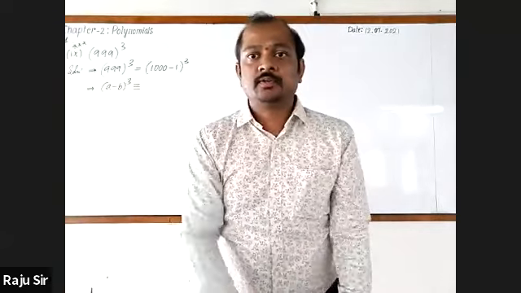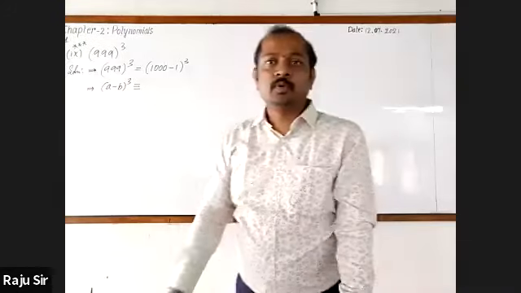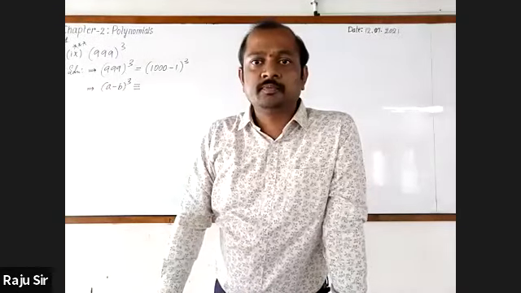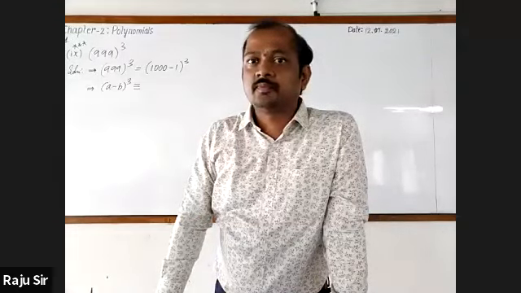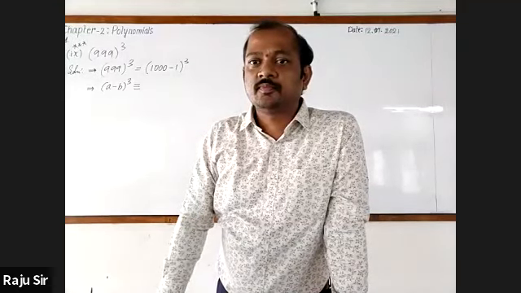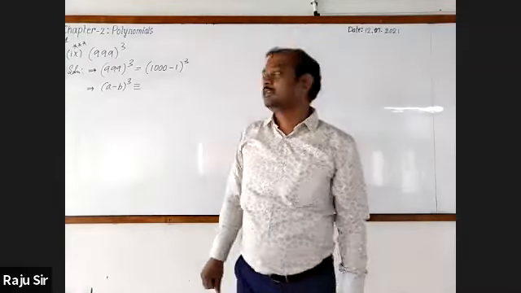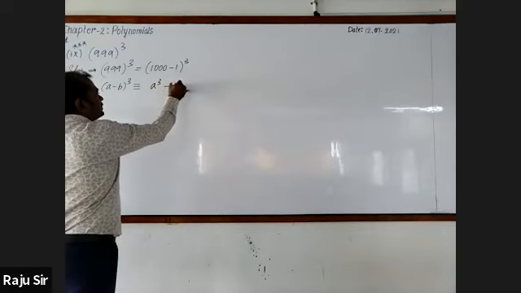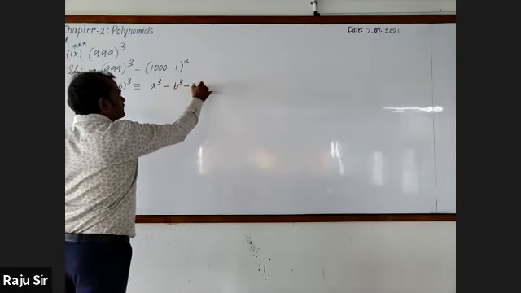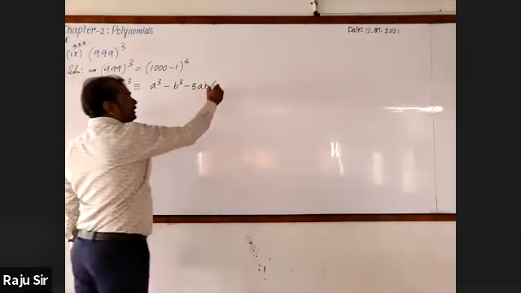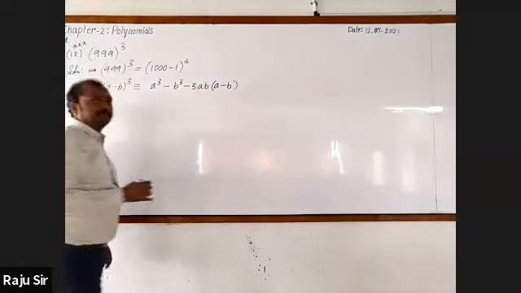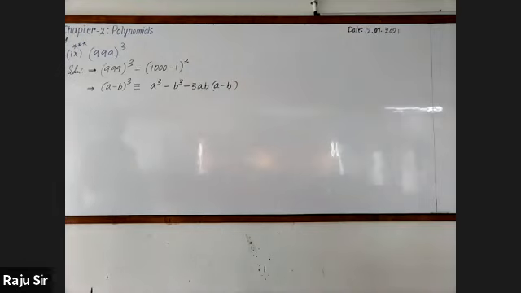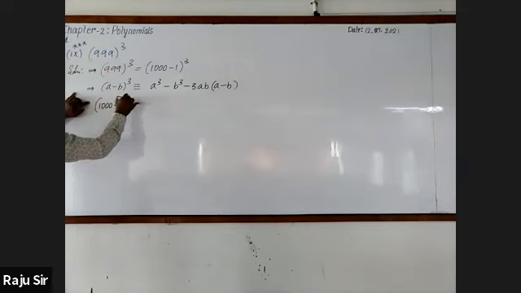Aniket, could you tell the identity? A minus B whole cube. Complete that identity. Yes, it is A cube minus B cube minus 3AB into A minus B. This is the identity. Now, I'll write the given number as 1000 minus 1 whole cube.